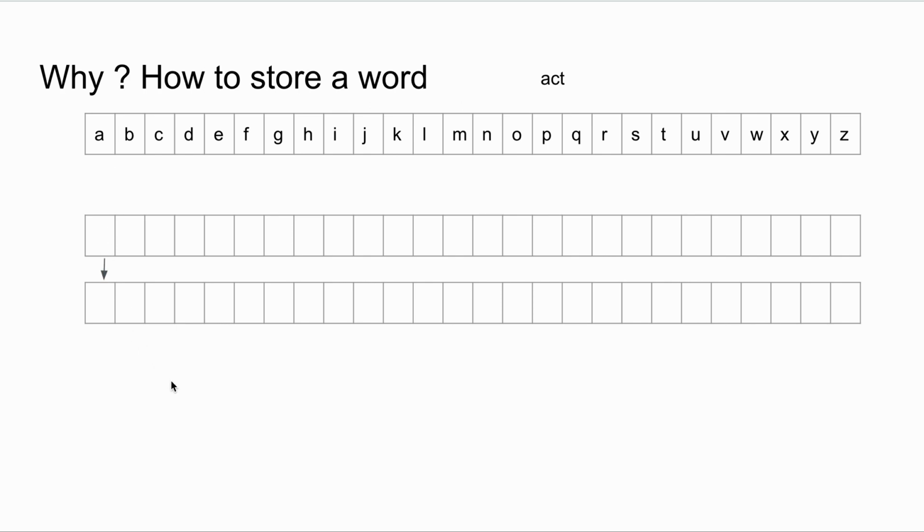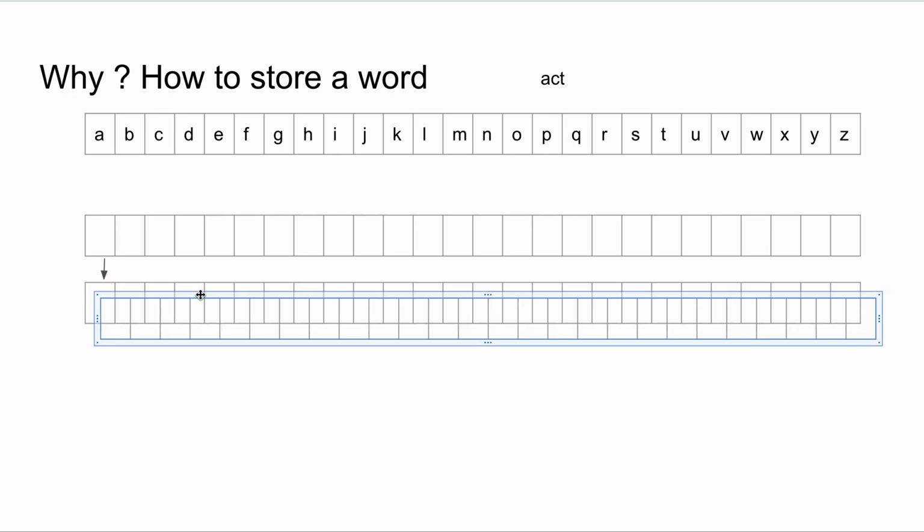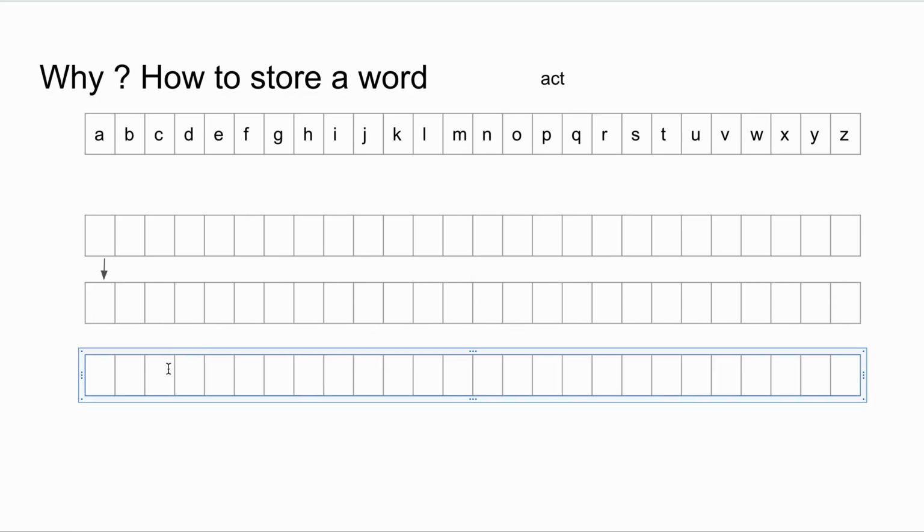Now A has a new child that is of length 26. Now we want to store the second letter, that is C. So we go to C. This is A, this is B and this is C. So what do we do here? We do the same thing. We create a child again of size 26. Why? Because we want to store all the letters.